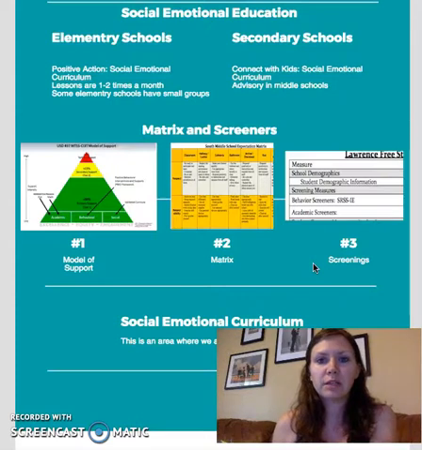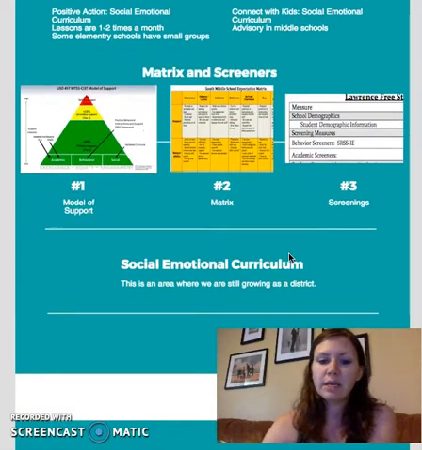But to be able to look at the social needs, there's a screener that teachers do 3 times a year in the fall, winter, and spring. And that data is then used to determine what additional interventions might be needed for the social component for those students to be able to be successful in the school.